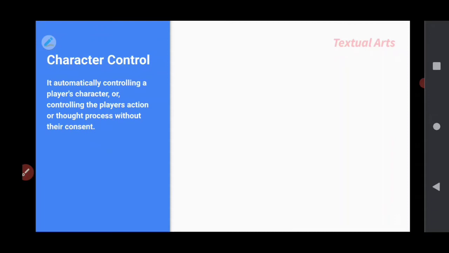Now, we already know the basic one where I say I grab my opponent, swing him around, slam him, and that's it. That's controlling your character. You're maneuvering or manipulating the body of your character without their consent.